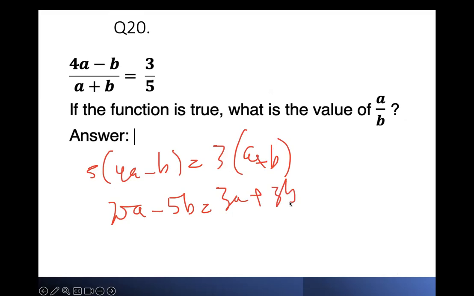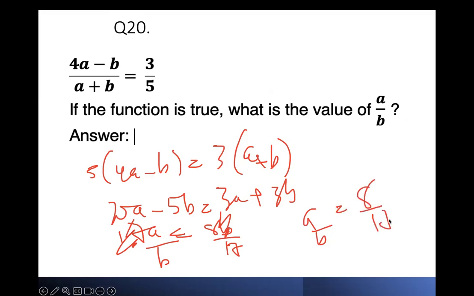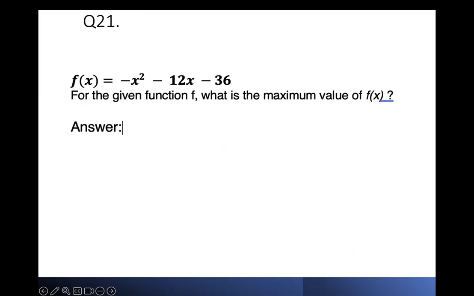I need a over b. I send this one here, I'm going to get 17a. I send b back here, I get 8b. What did they ask me? A over b. I put b here, I put 17 down here. So I take the b off, I take 17 here, I have a over b. A over b is what? 8 over 17, and that's your right answer. This is the way you do this kind of question. Be careful what is being given and what you're trying to achieve. That's the most important.